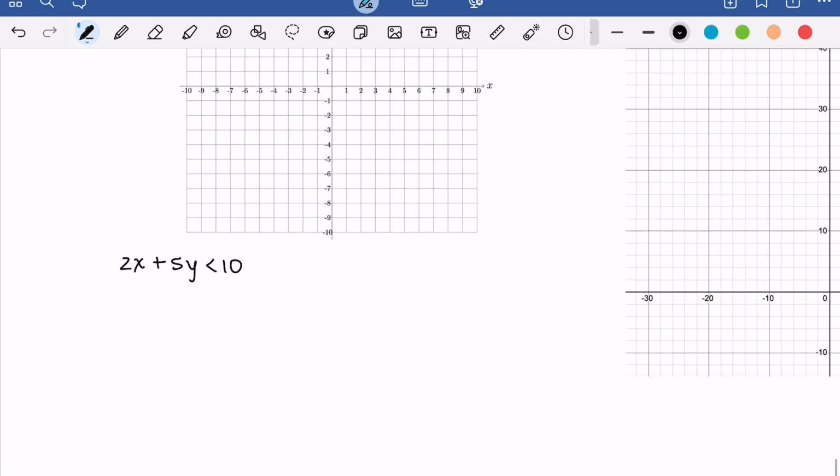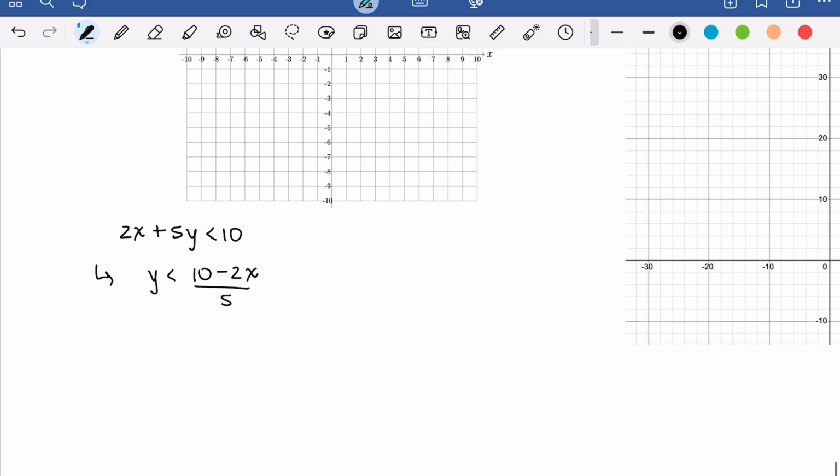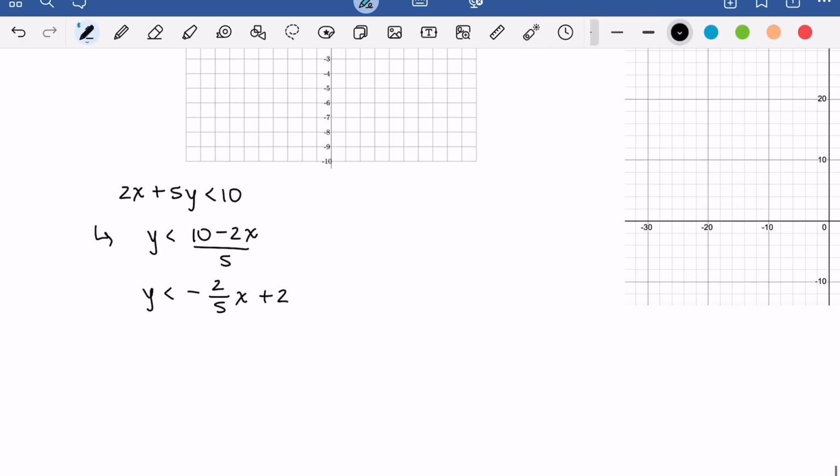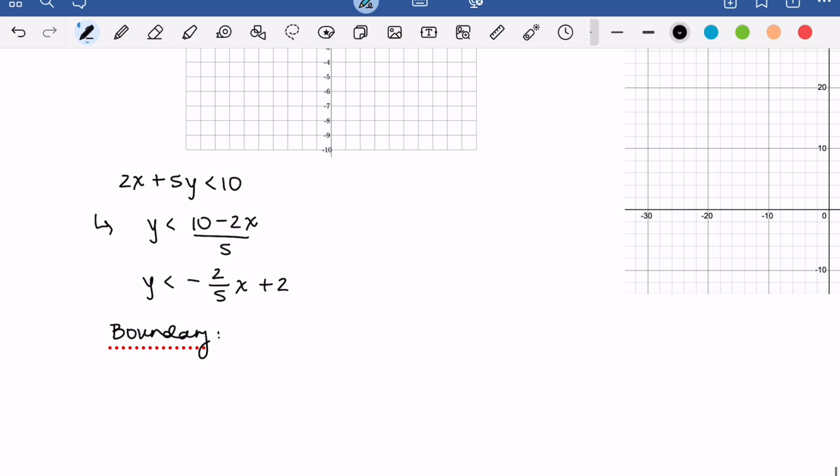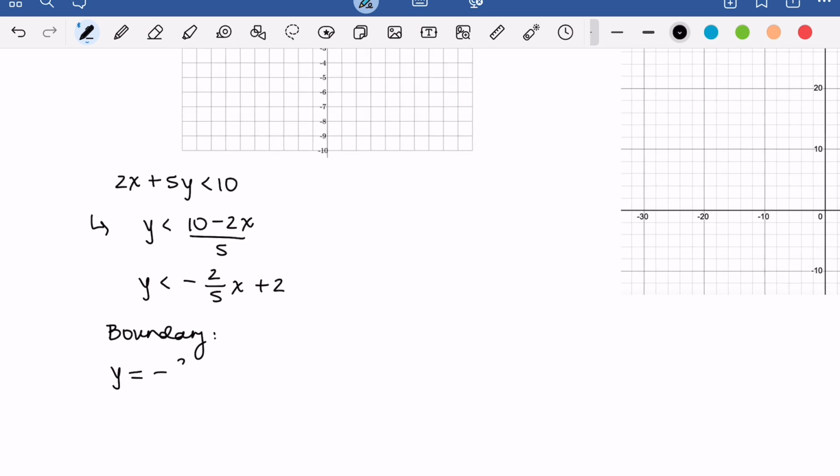So in order to do that, I'm going to move 2x to the other side of this inequality and then divide by 5. So I'm going to get y is less than (10 minus 2x) over 5. Now, this is going to simplify to minus 2 over 5 x plus 2. So now this is in y is equal to mx plus b form, so I can easily see what my slope and y-intercept is. Now, in terms of solving this problem here, this is now going to become our boundary equation. We're going to have y is equal to minus 2 over 5 x plus 2.